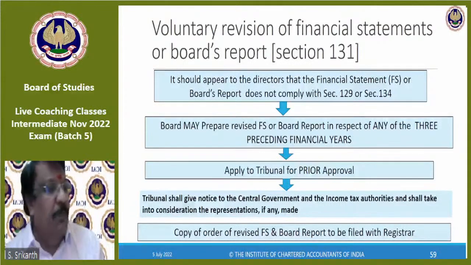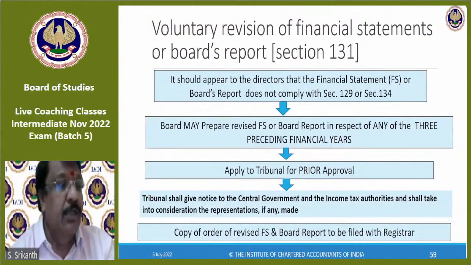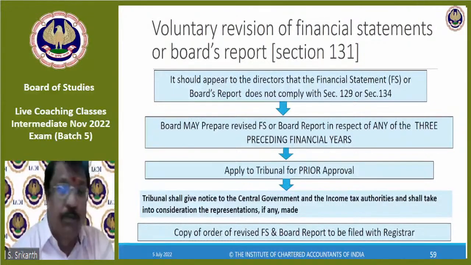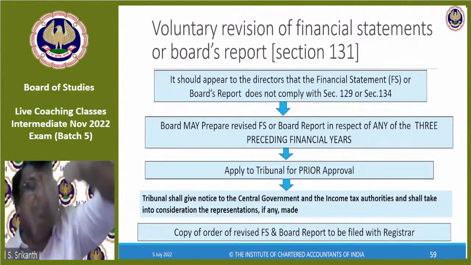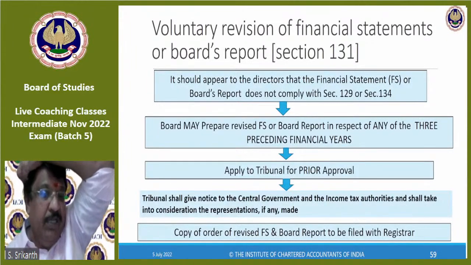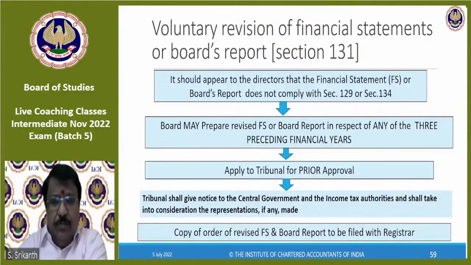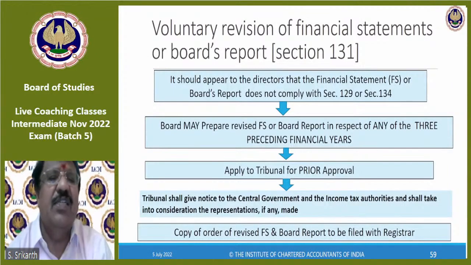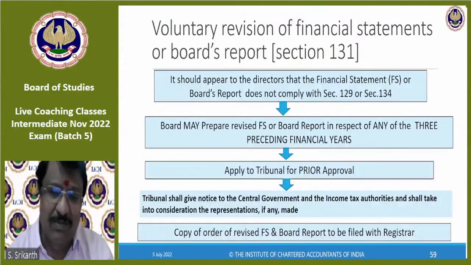Suppose this company is upwardly revising its income, okay, and saying this was left out, then the income tax authorities would tell, oh my God, is that so? Then how about the tax on that additional income? They will immediately reopen the assessment under 147 and all, provided that your time is there. So on and so forth. Okay. The copy of the order of the revised financial statements and board report should be filed with the registrar. Okay.